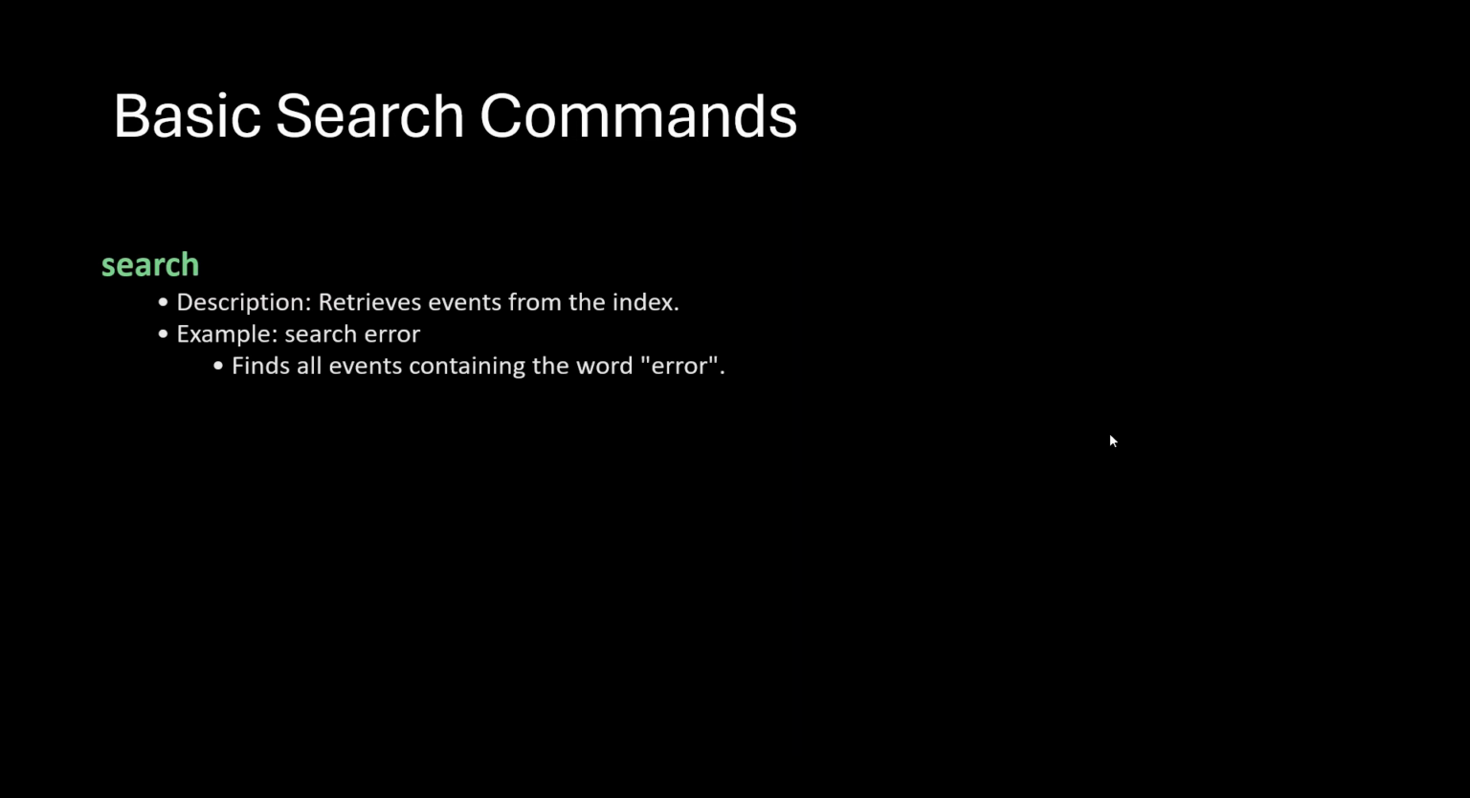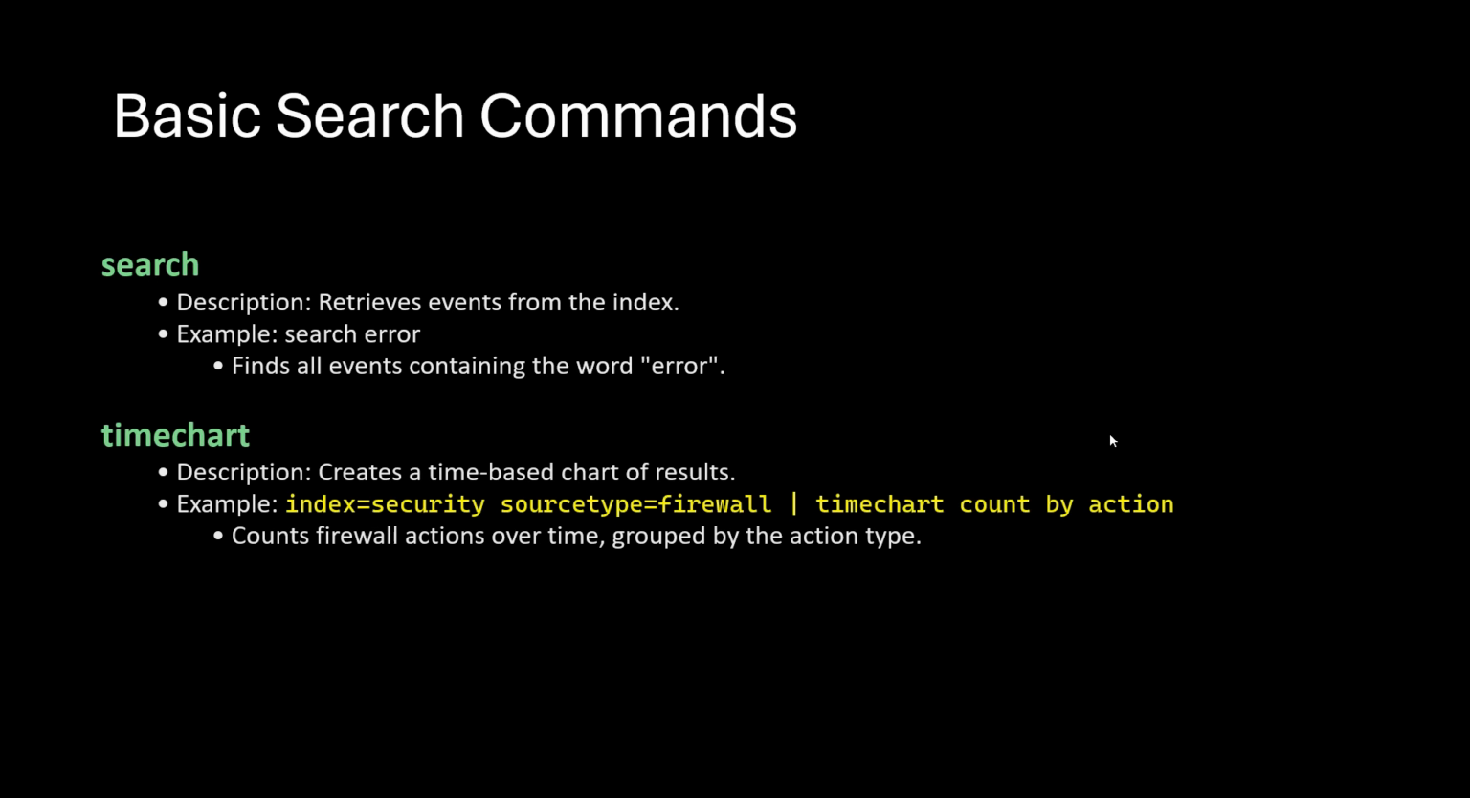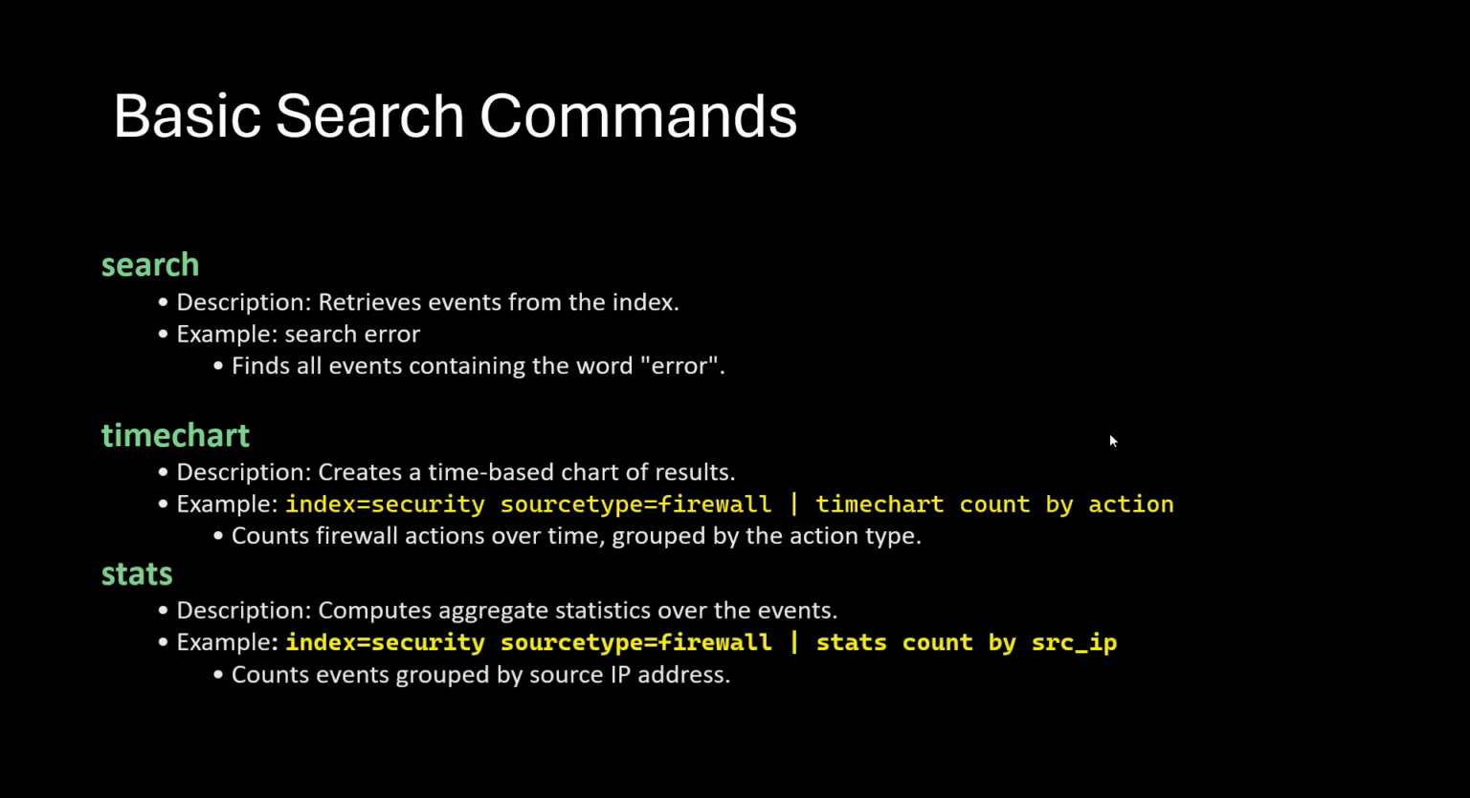Now let's talk about some basic search commands. First is search itself. That's where we retrieve the events from the index. We can type search error and find all the events containing the word error. Okay, it's that simple. Next, we have timechart. Timechart creates a time-based chart of results. So maybe for the firewalls, we want to see the counts of firewall actions over time, and that can be grouped by the different action types, maybe drop, or maybe allowed, or maybe denied. So yeah. Next, we have stats. It's for getting statistics.